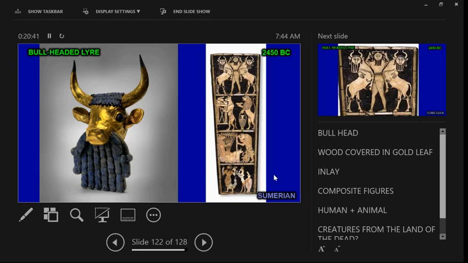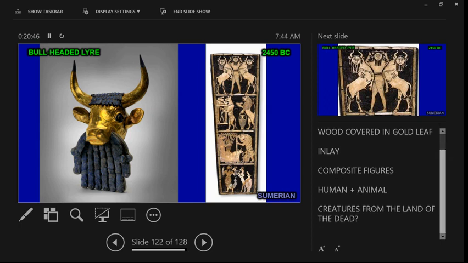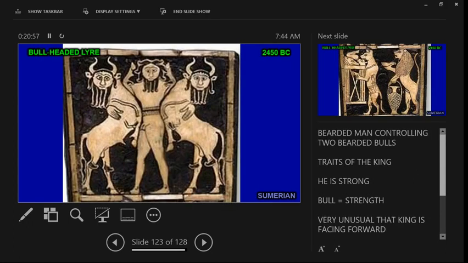It is a wood head covered in gold leaf, and underneath it has inlay, which has composite figures. That means human and animal mixed together. And art historians wonder, are these creatures from the afterlife? All right, so what's unusual about these creatures? Yeah, they have people faces. Look at that. Also, it's unusual to have a frontal face in artwork at this time. Mostly it is a profile view.